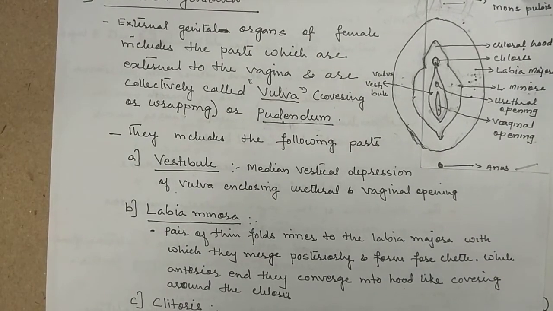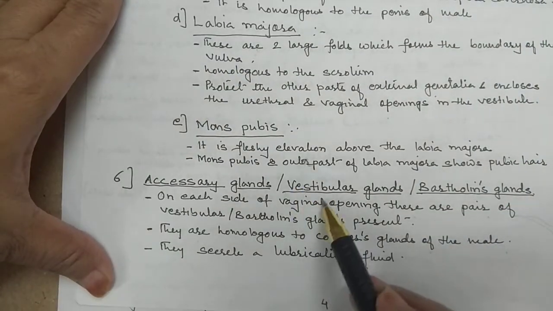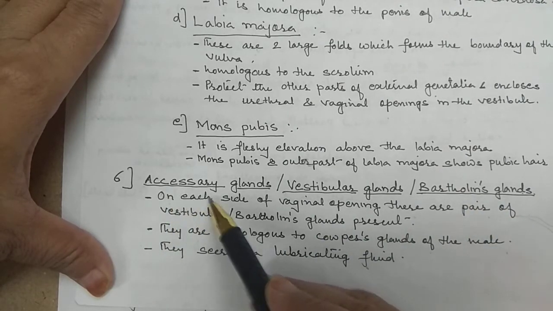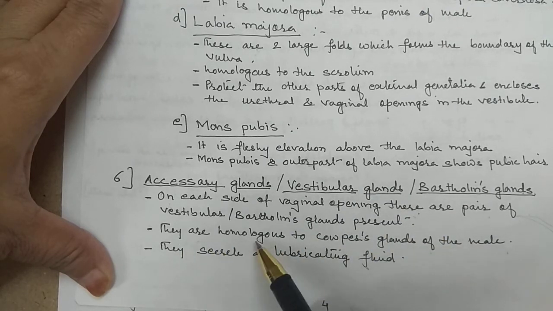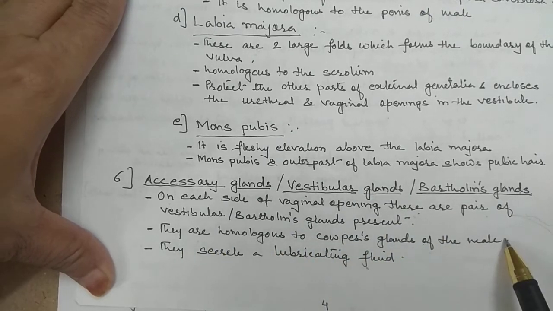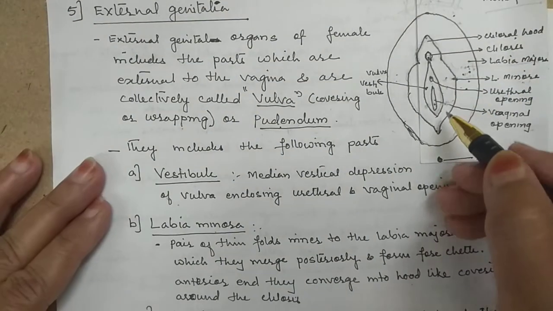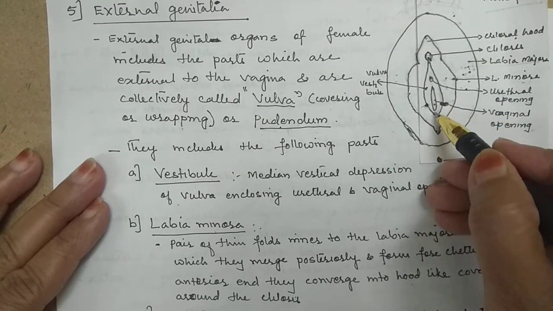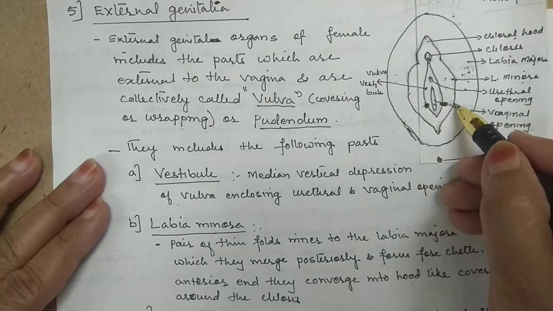Now next come the accessory glands. Accessory glands are also called vestibular glands or Bartholin glands. They are in a pair, one on each side of the vaginal opening, and their function is the same as the Cowper's gland of the male, that is, they secrete a lubricating fluid. Where are they found? They are found here, this side and this side. This is the vaginal opening. On either side you will find the glands called Bartholin glands.